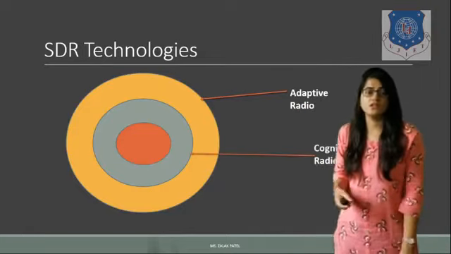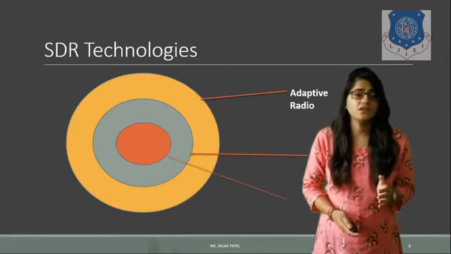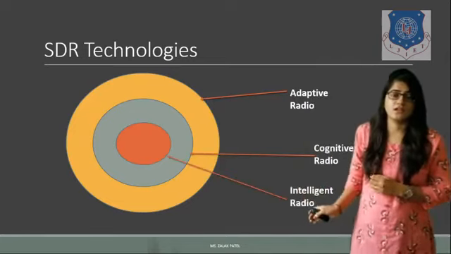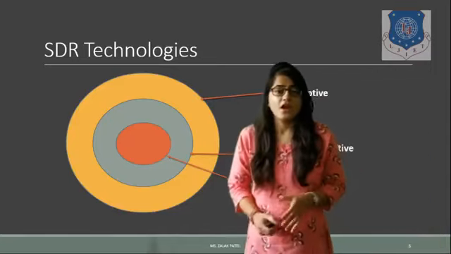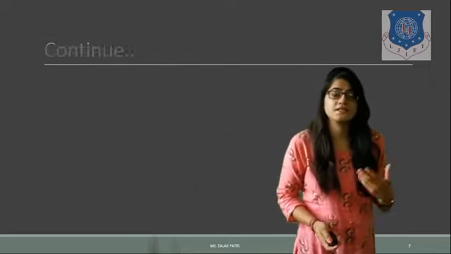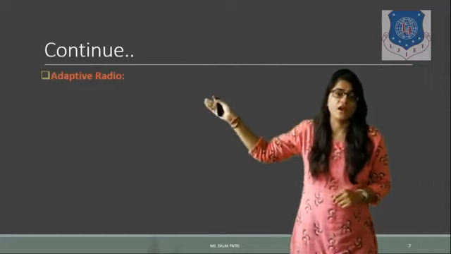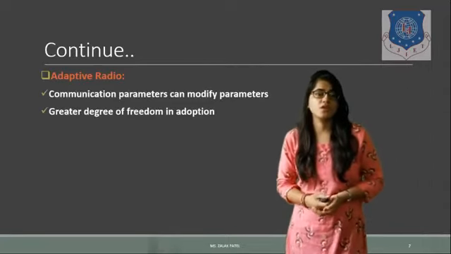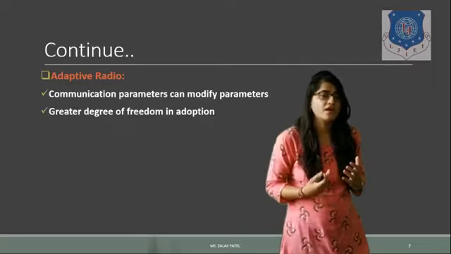Then the second one is the cognitive radio, and the last one is the intelligent radio. Intelligent radio uses the basic concept of the adaptive radio as well as the cognitive radio. So now let's see each one by one. First we talk about the adaptive radio. Adaptive radio is mainly used for communication parameters that can be modified at a time.